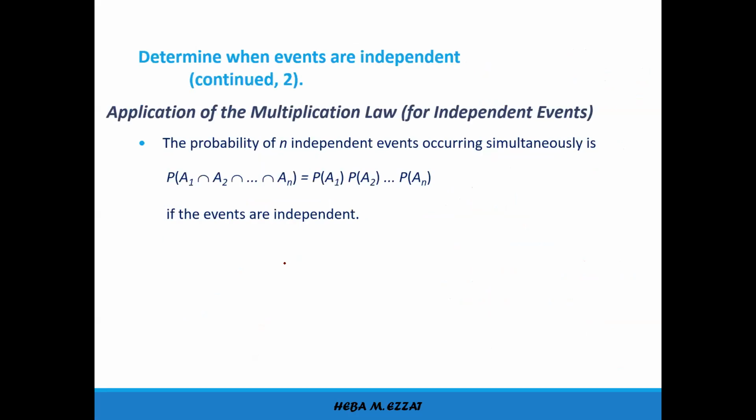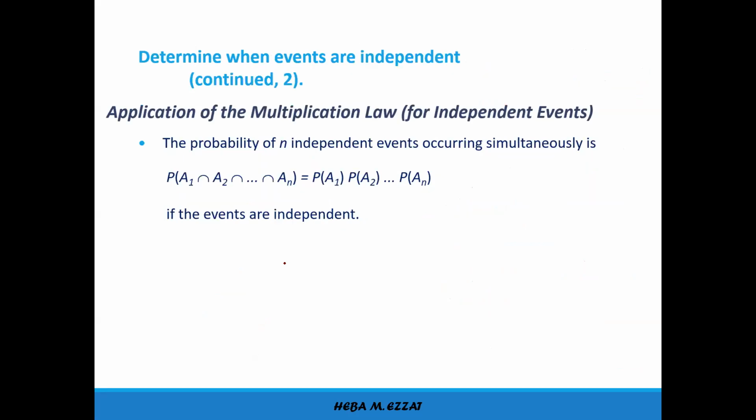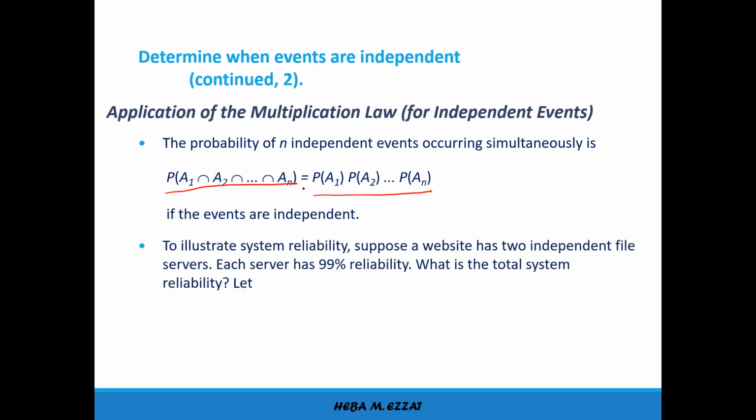Again, what we were talking about: the independence. For any number of independent events, we will usually have the intersection between these events equal the multiplication of their probabilities. The probability of their intersection will equal the multiplication of their probabilities. So this is an example for independent events.